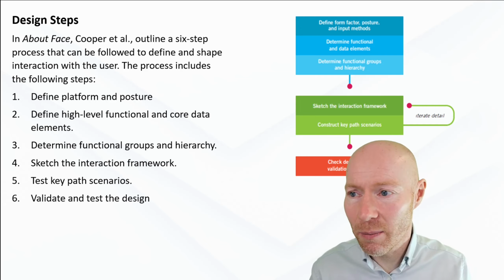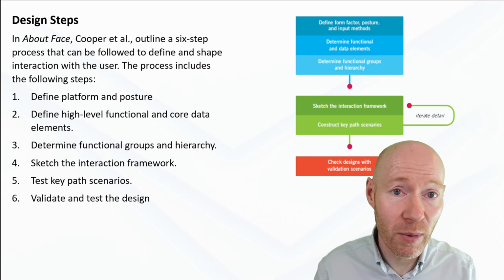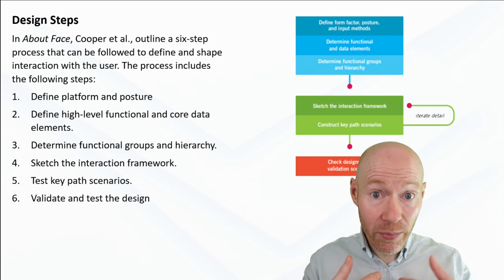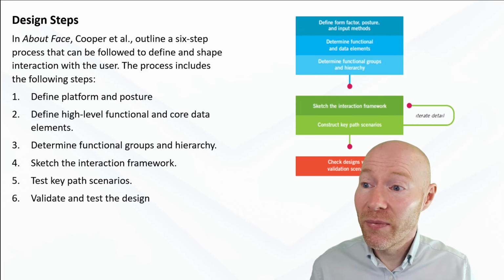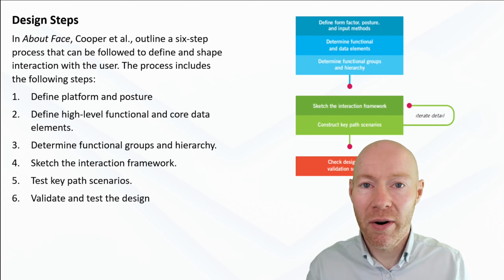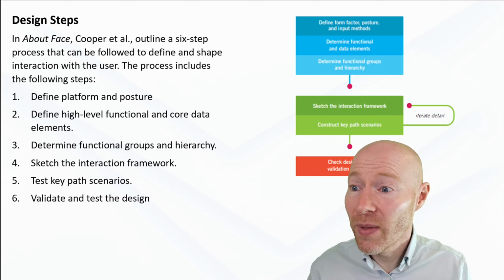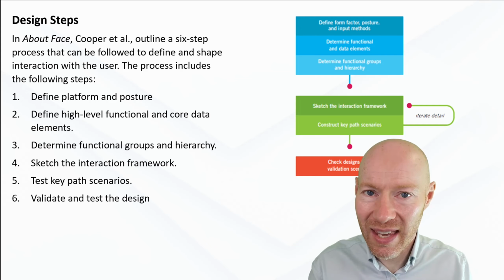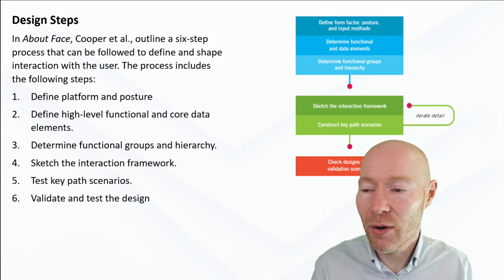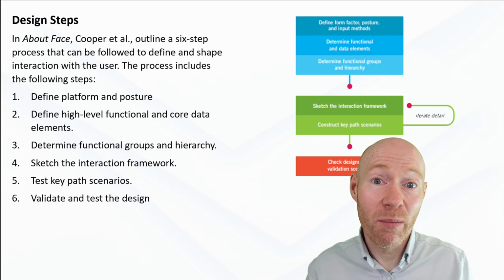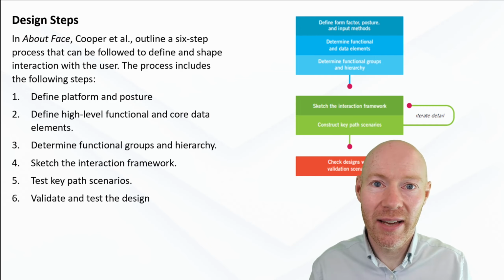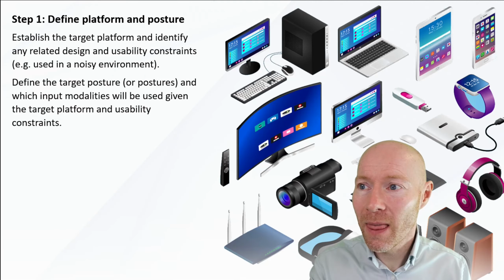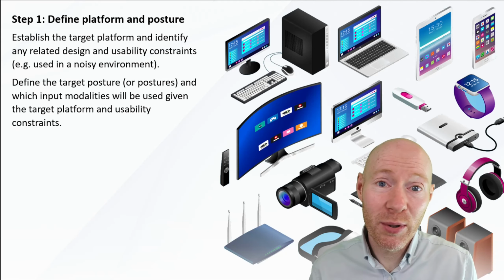You can see them listed here, from initially defining the platform and posture through to thinking about high-level functionality and data elements from the user's point of view, for determining how things are grouped and hierarchically structured, again from the user's point of view, for sketching the interaction framework, and then for testing out some of the key paths through that, the commonly encountered ones, and then ending up with validating and testing the design, even though we'll do elements of that through all of the preceding steps. So the first one, define platform and posture, makes sense.